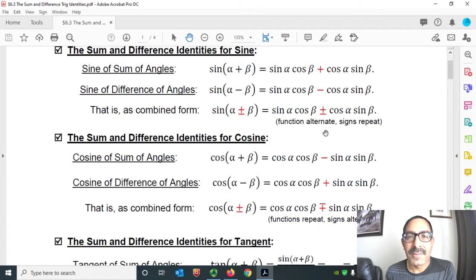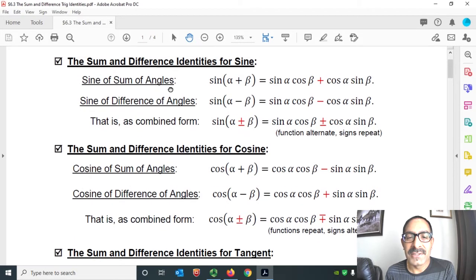We can combine these two identities together, which turns out to be here the third line: sine of angle alpha plus minus beta equals sine alpha cosine beta plus minus cosine alpha sine beta. Great. Now let's move on.